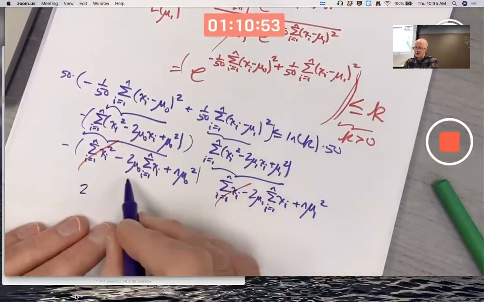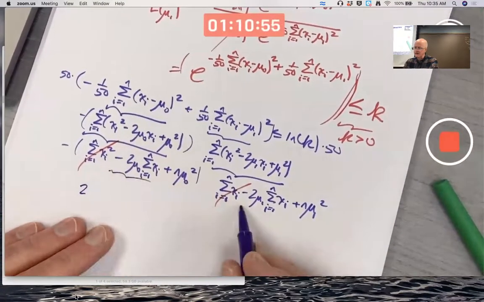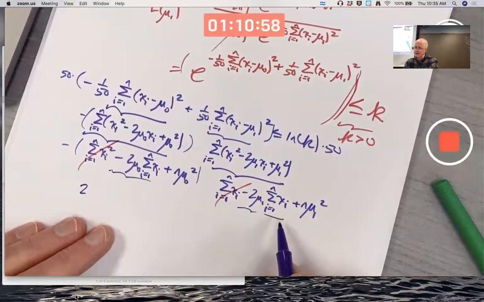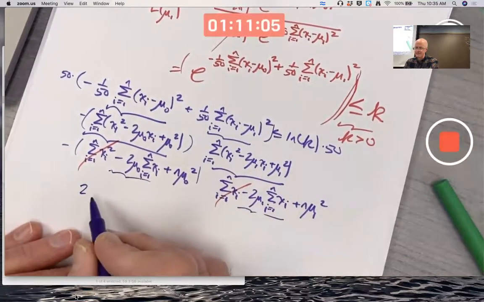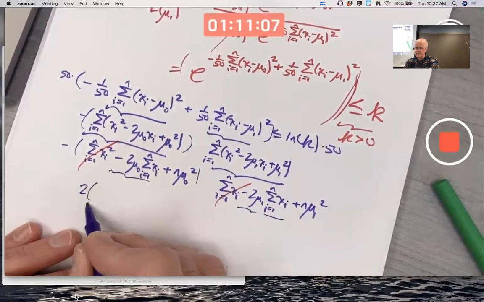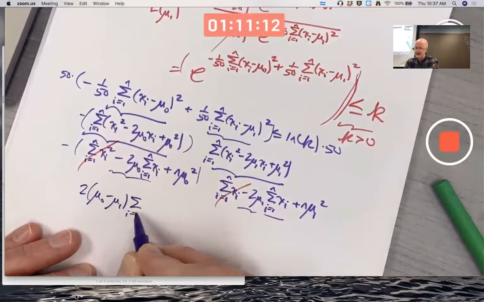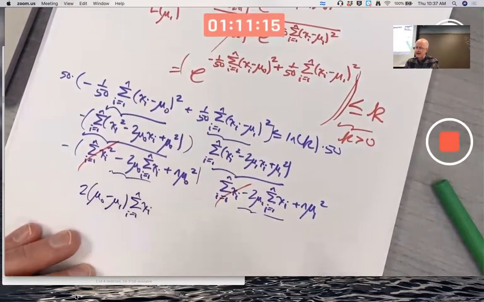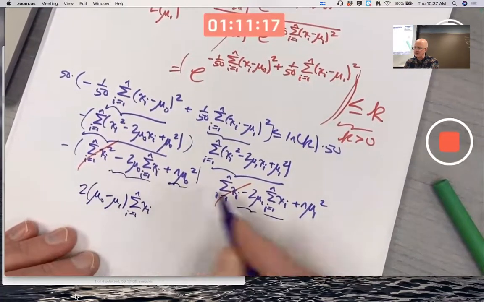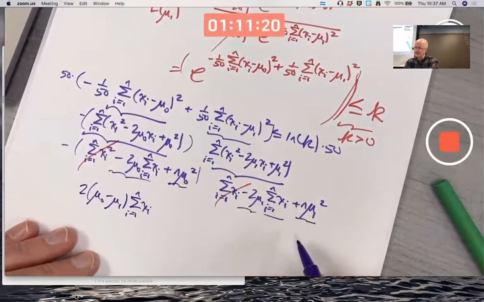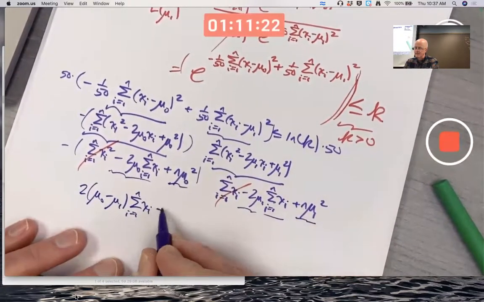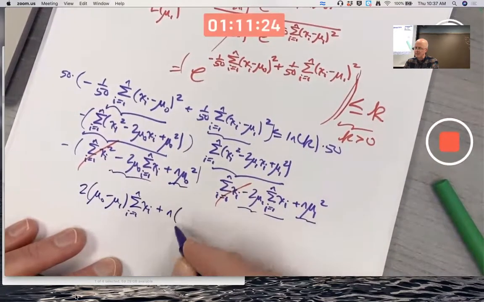Okay, these two terms here and here can be combined, and you can factor out a 2, and also factor out the summation of the xi's. Being careful about minus signs here, you'd have 2 times mu0 minus mu1 times the summation of the xi's. And with these two terms, the n can be factored out. Careful about minus signs, you'd have mu1 squared minus mu0 squared.